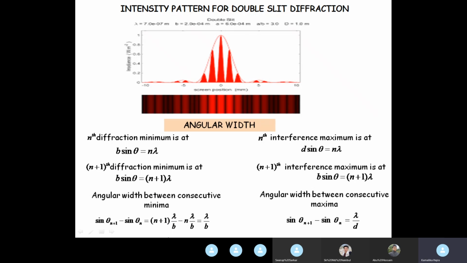And once again, you realize that when b is very, very small, this angular width is very large. So the spread between this first minimum and the second minimum is very, very large. So it is the central maximum that covers the entire area. Alright? Okay. So now, these are the two values that you should keep in mind. Also comes handy when you have to do problems.